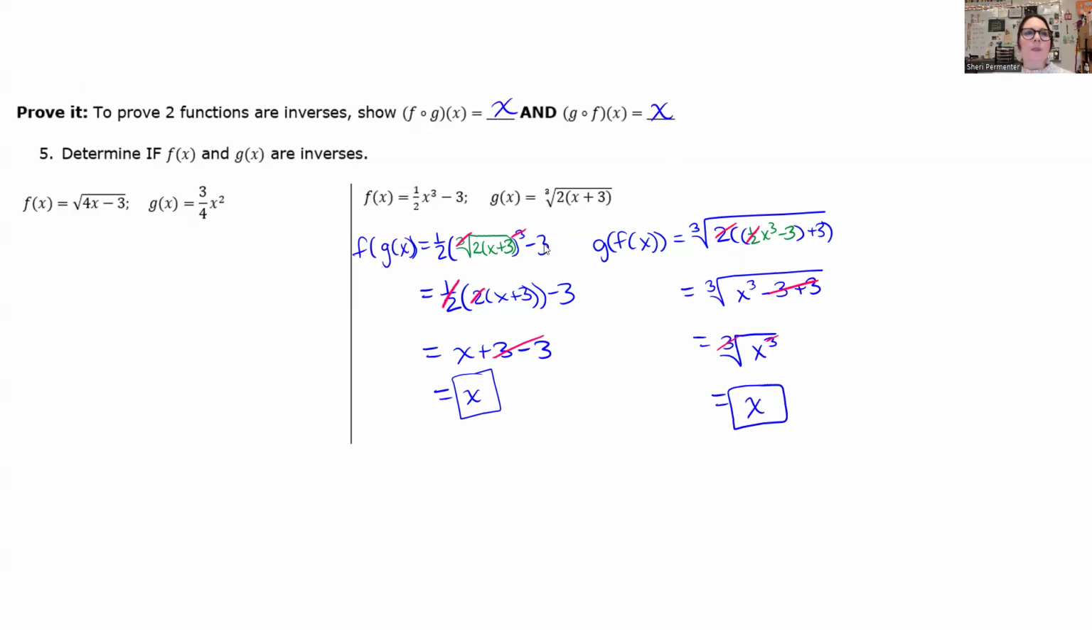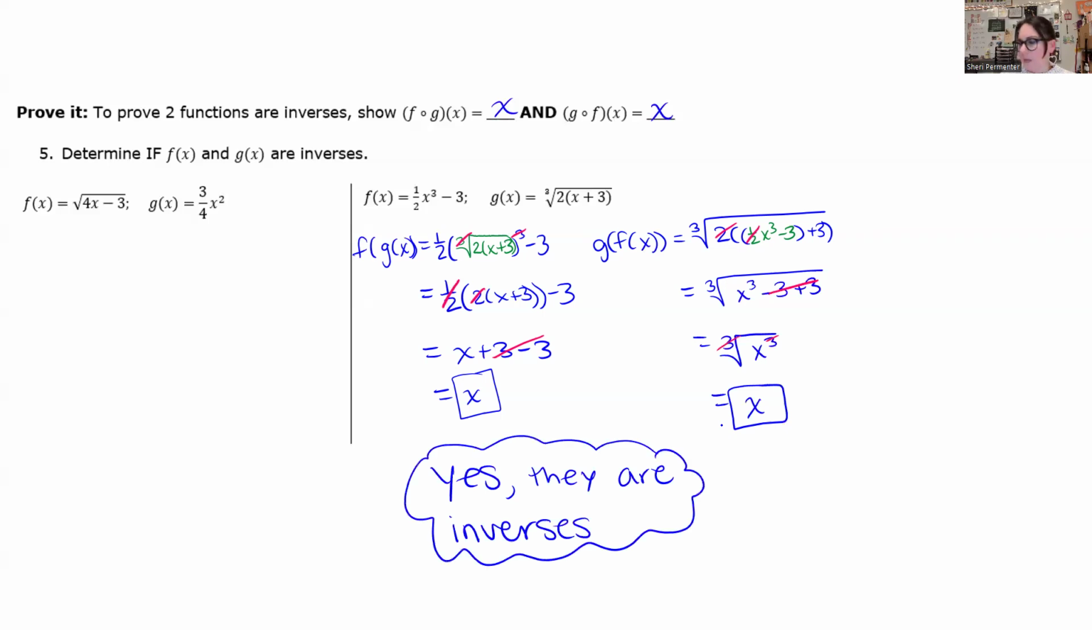So if f of g of x and g of f of x both equal x, then you can say, yes, these are inverses. Yes, they are inverses. Over here, we're going to do the same thing.